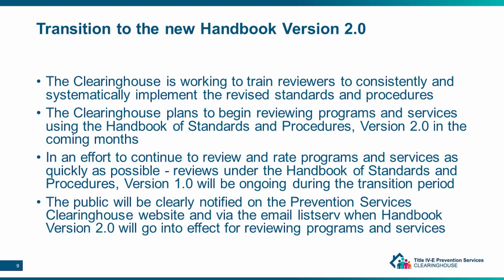In order to transition to the new handbook, the Prevention Services Clearinghouse is working to train reviewers to consistently and systematically implement the revised standards and procedures. The Clearinghouse plans to begin reviewing programs and services using the new Handbook of Standards and Procedures in the coming months. In an effort to continue to review and rate programs and services as quickly as possible, reviews under the Handbook of Standards and Procedures version 1.0 will be ongoing during the transition period. The public will be clearly notified on the Prevention Services Clearinghouse website and via the Prevention Services Clearinghouse email list when the final published Handbook version 2.0 will go into effect for reviewing programs and services.